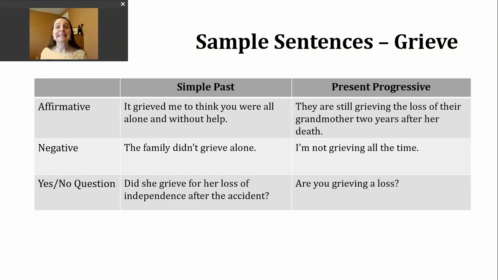If you want to make a yes or no question, what you want to do is start with a be verb. Then we'll have our subject and then the ing form of the verb. Here's an example. Are you grieving a loss? This is a really broad question. It doesn't necessarily have to just be referring to the loss of a human being, a relative, or a friend. Could be a loss of something else.